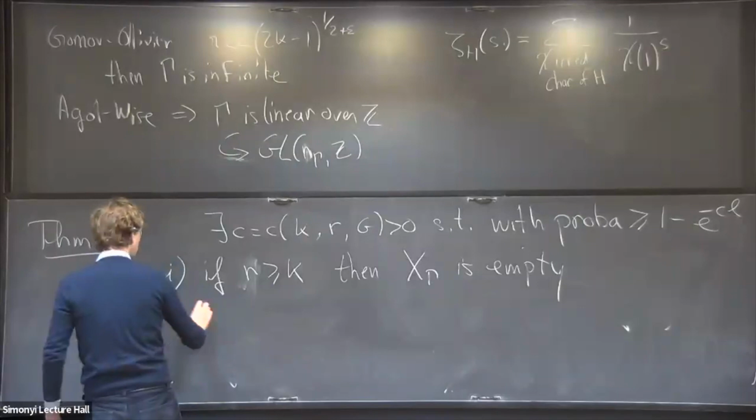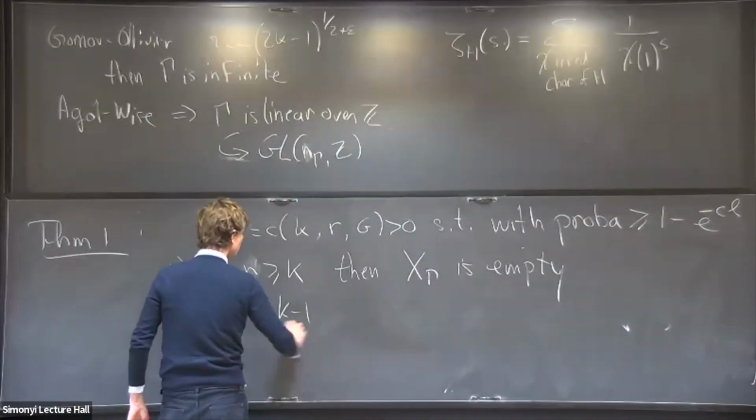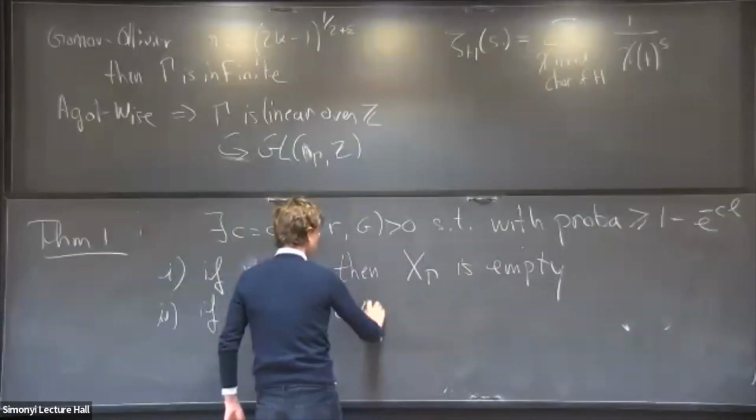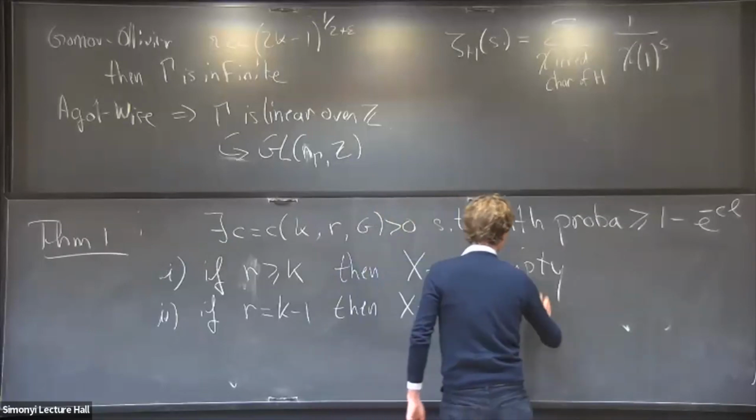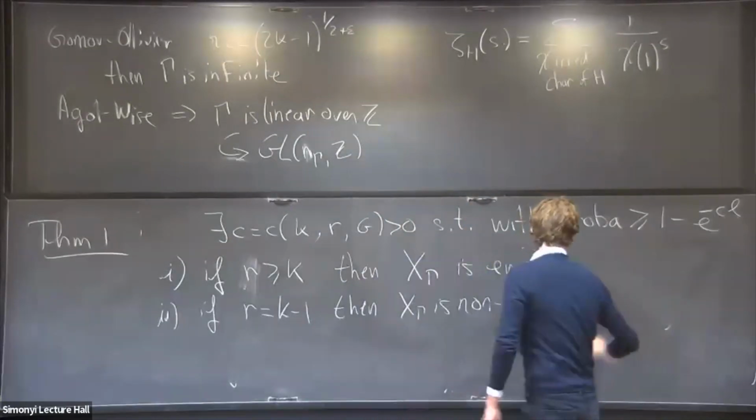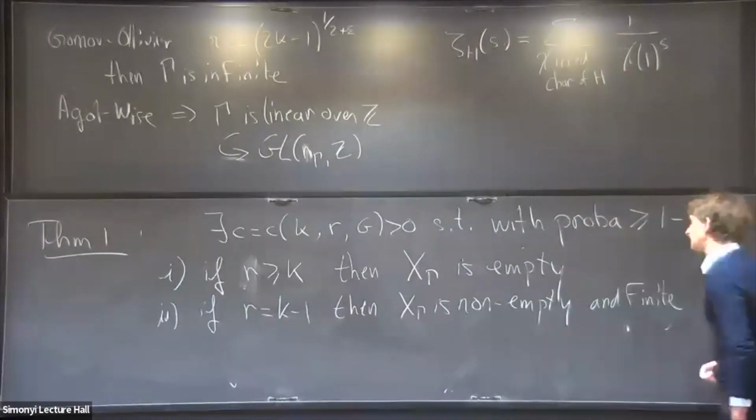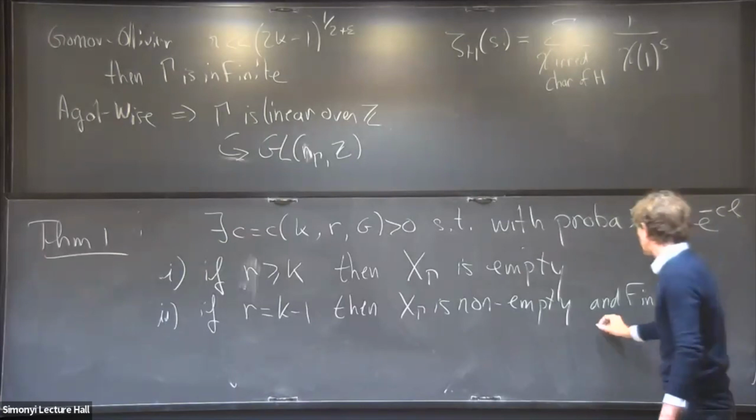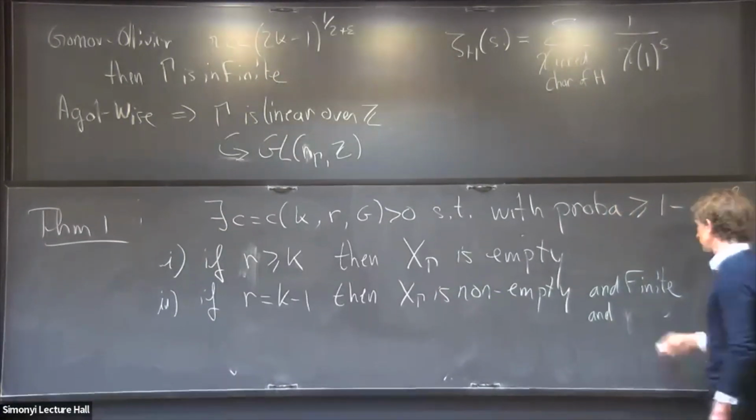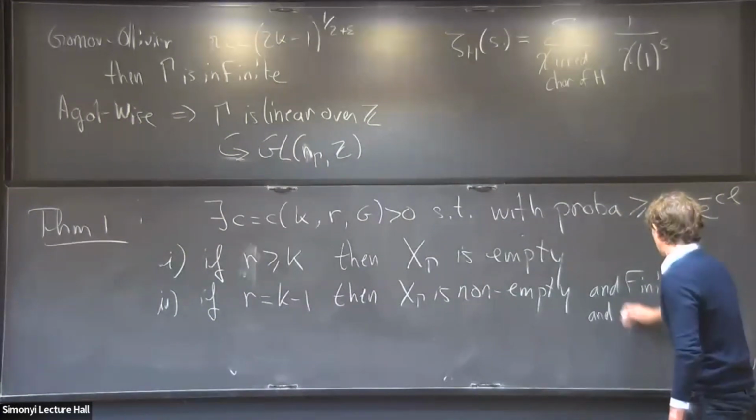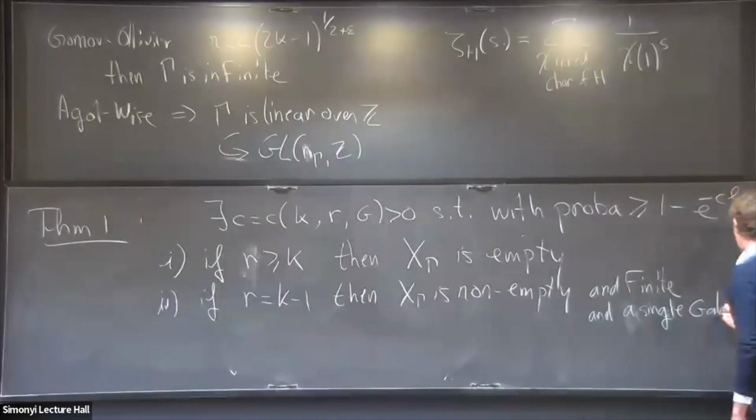If R is K minus 1, then it's not empty, and it's finite. On top of this, we can also show that the Galois group acts irreducibly. So it's a single Galois orbit.